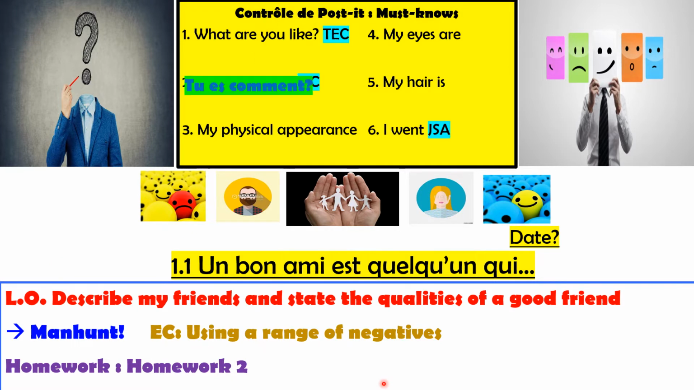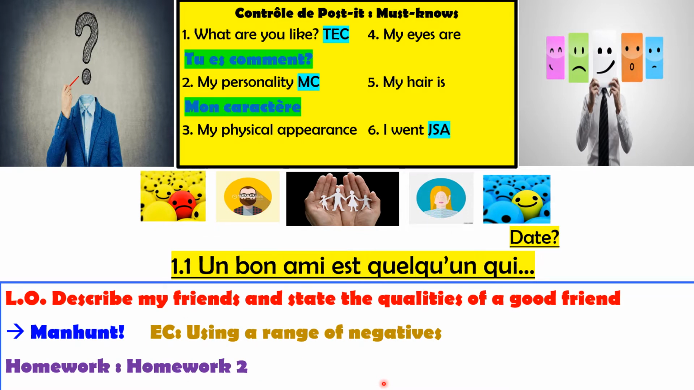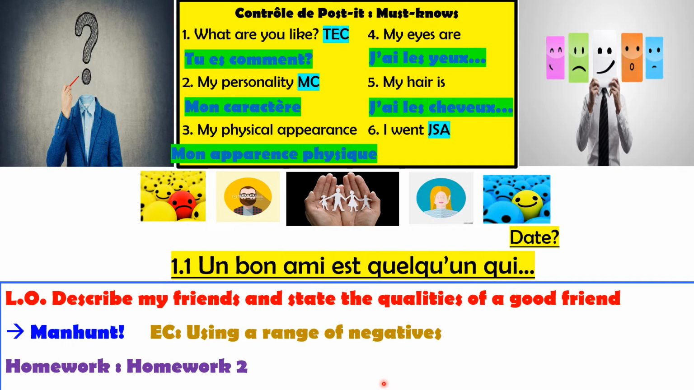What are they like? You'd say, tu es comment. Voilà. My personality, c'est mon caractère. Think about like a character in a play. That's what they're about. My physical appearance, mon apparence physique. Numéro 4, my eyes are. You don't say my eyes are in French. You say I have the eyes, j'ai les yeux. Same as hair, you don't say my hair is, you say j'ai les cheveux. Et finalement, a classic, I went. Comment dit-on I went? A regular verb in the past is je suis allé. Now, you can still use this today, je suis allé. You can talk about what you do with your friends to develop your ideas. I would love that. That's one piece of extra challenge you could use.